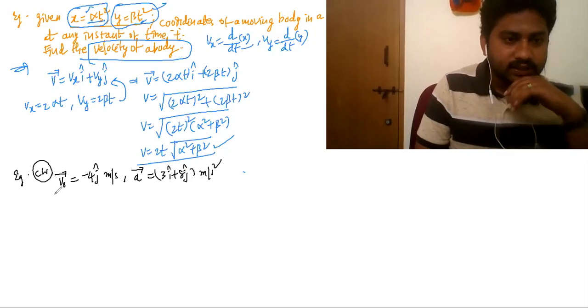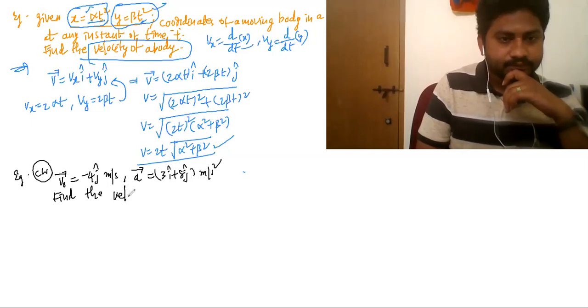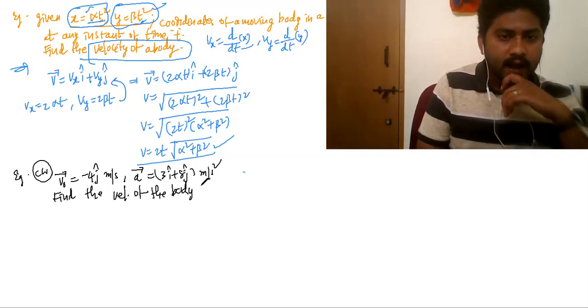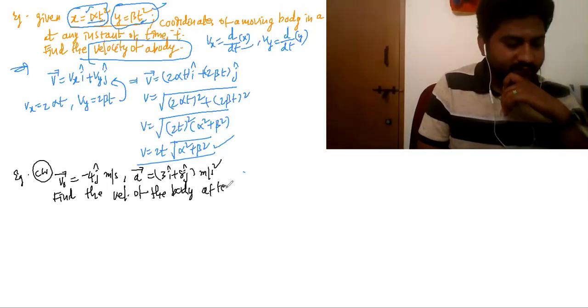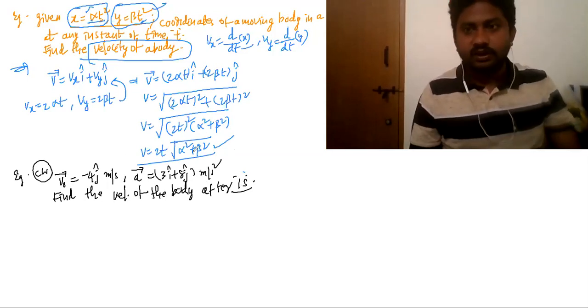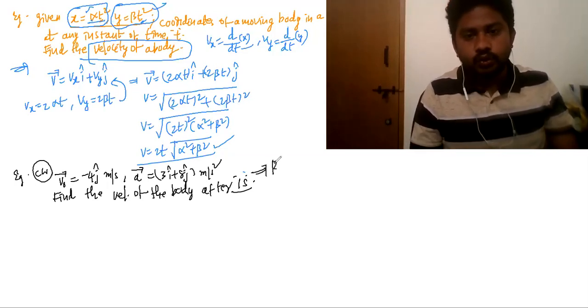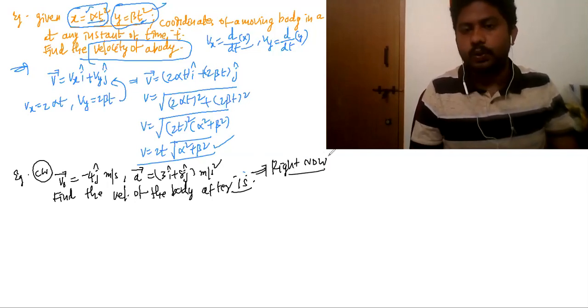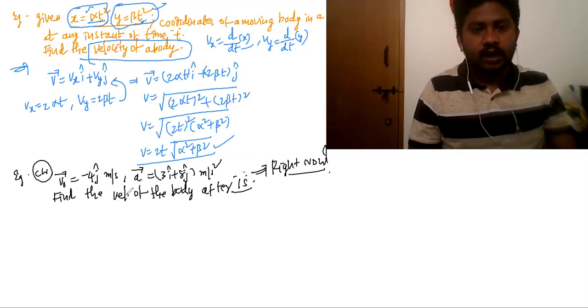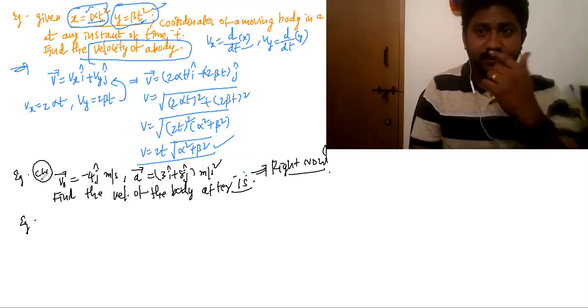Now the question is simple. Find the velocity of the body after 1 second. That's it. You can easily find it by using the formula V is equal to U plus AT. I have given the hint also. So you do this question right now, my dear students. Just pause the video, do this question and send it to me. So let's move to another example.